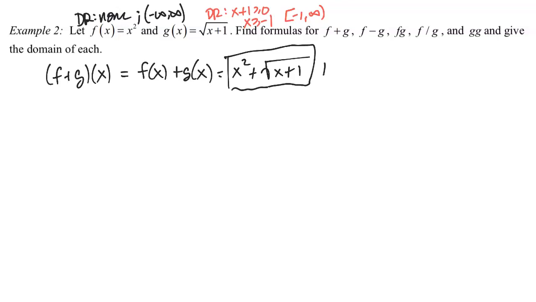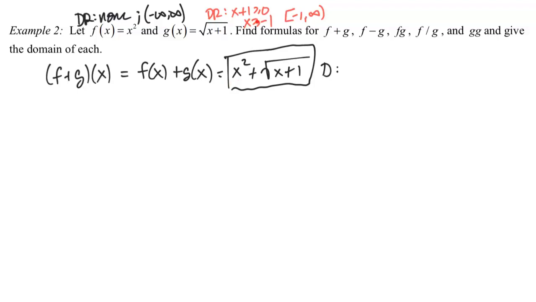And now I want to discuss its domain. The domain of f plus g is going to have any restrictions from the original two functions carry over to the new function. So for f of x, there were no restrictions, so nothing's going to carry over to this piece right here.